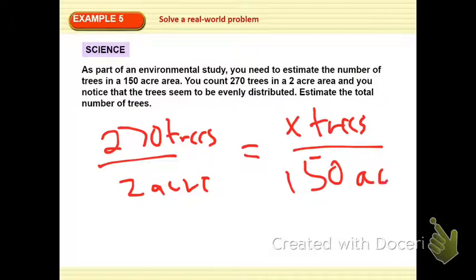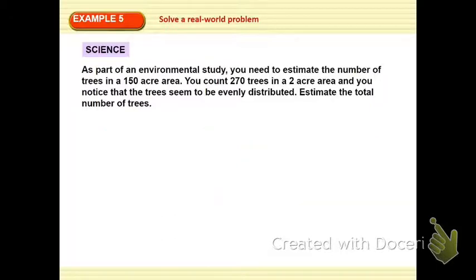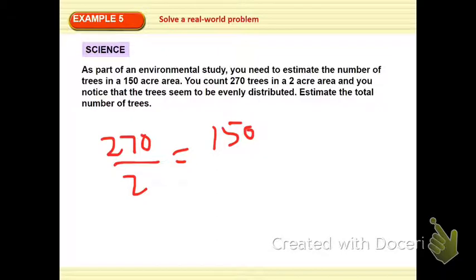Wait, but wouldn't you want to cancel out the variables, technically, like trees and acres? You don't. I just added that so you made sure you knew it. But you could just write this as 270 over 2 equals X over 150, the number of trees X over 150.